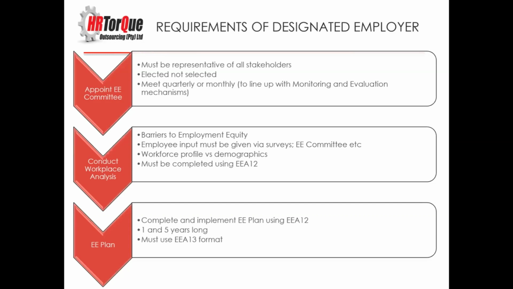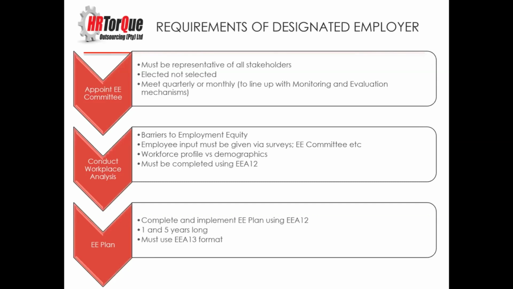So they'll put a plan in place, but they won't have done the analysis. If an audit is done and you don't have a workplace analysis, then your employment equity plan is null and void. If you haven't conducted an analysis in conjunction with your committee, even if you have the analysis and you have the plan, none of that will matter. So what we then do is we've now appointed our committee, or we have a committee in place, and we now need to conduct a workplace analysis.